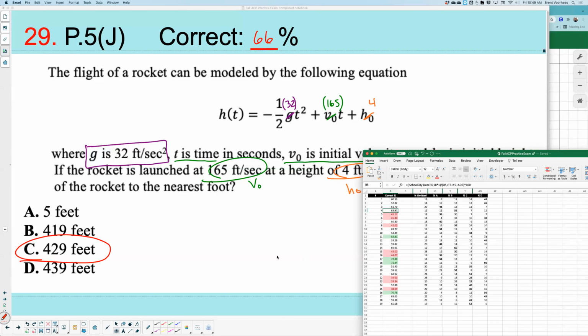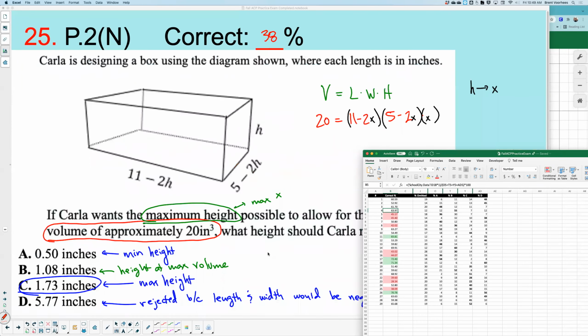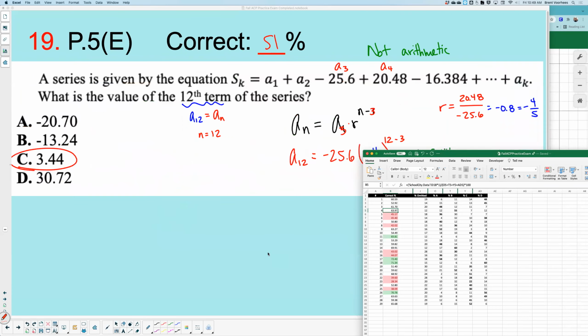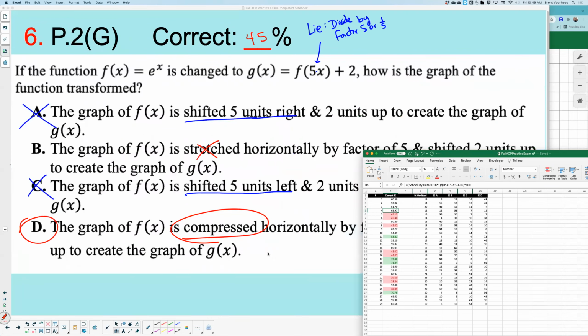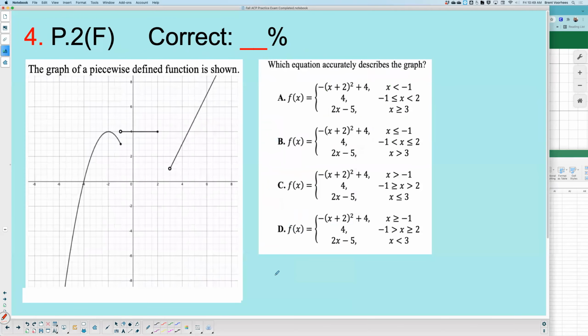And let's take a look now at number 4. I'm going to go over to number 4. This is also 64, 64% here. It says this: the graph of a piecewise defined function is shown. And there's the graph. And we want to know which equation accurately describes this graph.